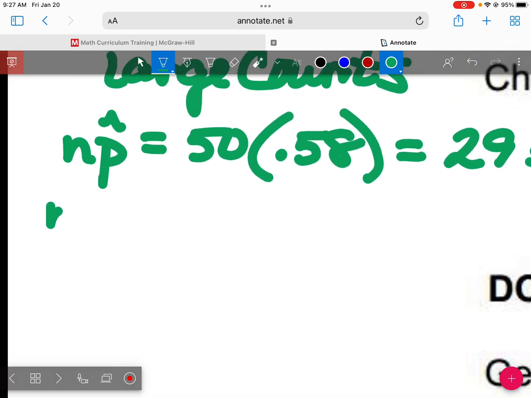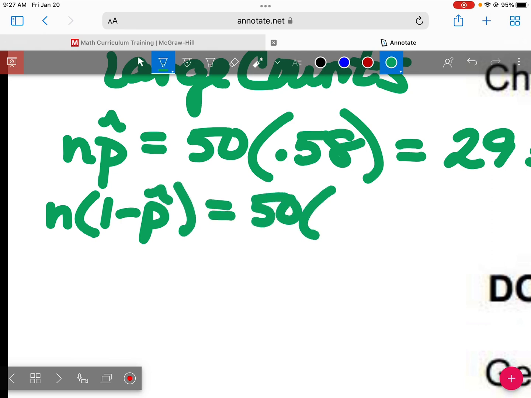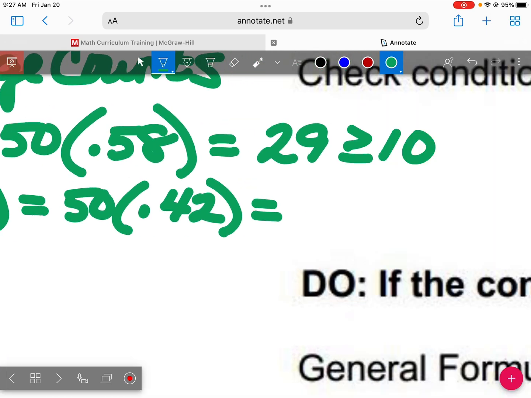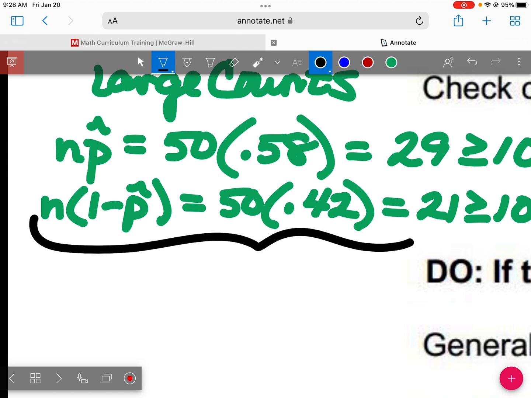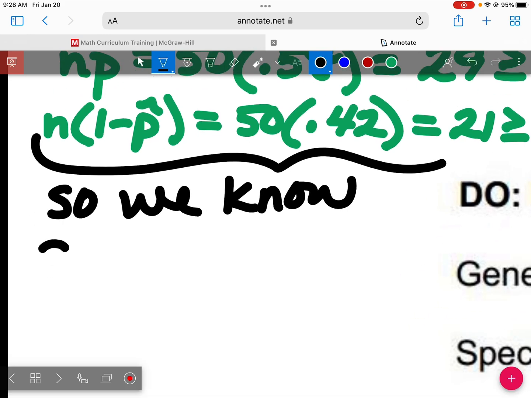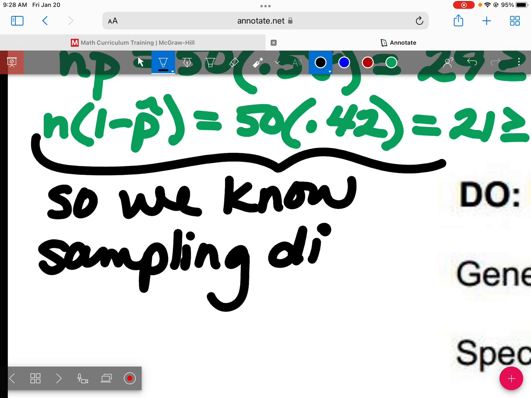And then we do n times 1 minus p hat. So 50 times 0.42. 50 times 0.42 is how much? 21 greater than or equal to 10. Why did we need to check our large counts condition? Yes. So we know the sampling distribution is approximately normal.